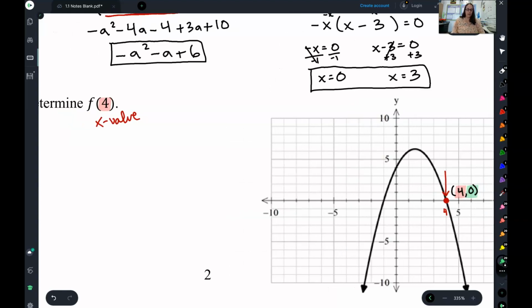If I want to find f of 4, I'm essentially being asked for the y value that goes with this x value. So if I look at my point over here that I wrote out, the y value that goes with that x value is 0. So there we go.